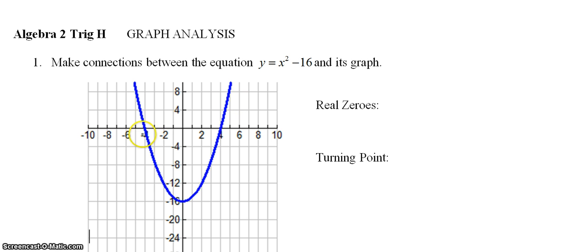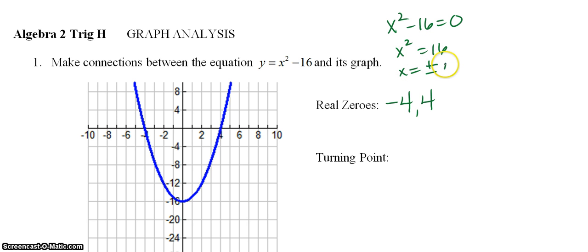We can see that there's an x-intercept at -4 and also at 4, and that's the same thing as real zeros. Real meaning that you can see them on a real coordinate plane. Zeros is another term for when this equation, x squared minus 16, is equal to 0. So we can factor it, or we can solve it. So x squared is equal to 16. We know that it should be x is equal to plus or minus 4.